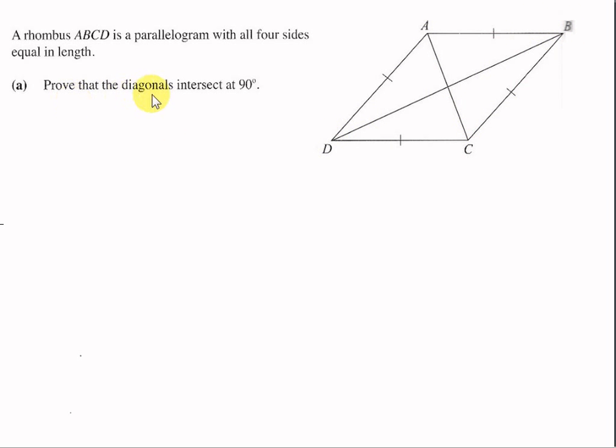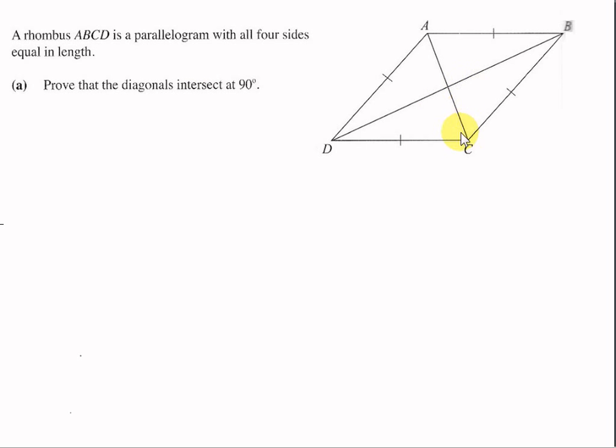Now we want to prove that the diagonals intersect at 90 degrees. So we want to prove that this angle in here is a right angle. If this angle is a right angle, then the one that's opposite is also a right angle. Opposite angles are equal. Also, the one angle that's next to this angle is 90 degrees, because these two angles must add up to 180 to get a straight line. So if this angle is 90 degrees, then the one next to it has to be 90 degrees, and of course these are opposite. So if one of them is 90, they're all 90.